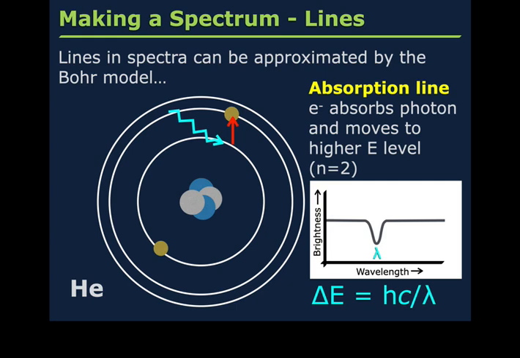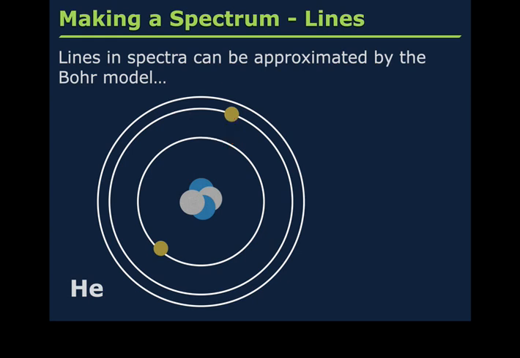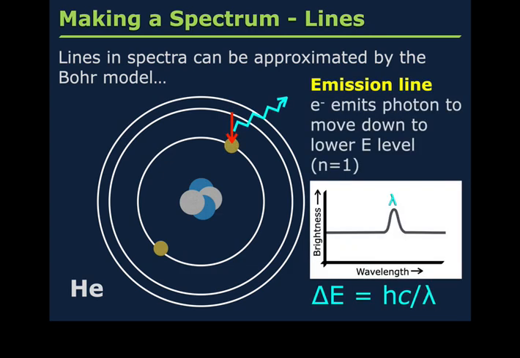Light will be absorbed by a photon coming in and exciting something like a helium atom. Now, once that electron gets a chance to calm down, it will drop back to a lower energy level. And when it does that, it loses energy, and it loses energy by emitting a photon.